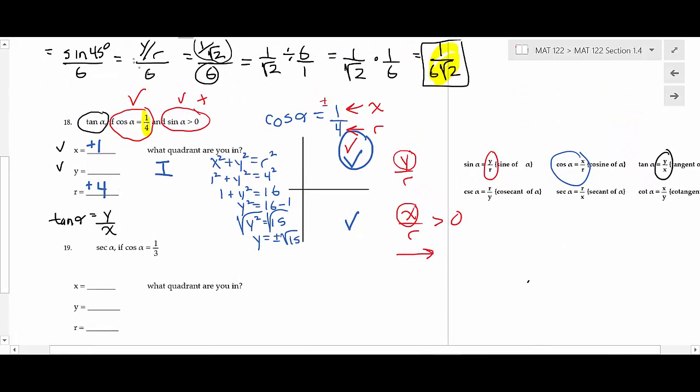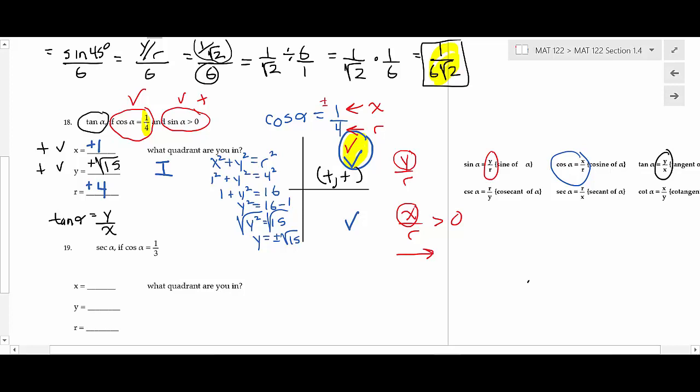Well, the thing is, we know we're in quadrant 1. And if you're in quadrant 1, x is positive and y is positive. Once you determine we're in quadrant 1, you know both x and y are positive. So that's going to be positive square root of 15.